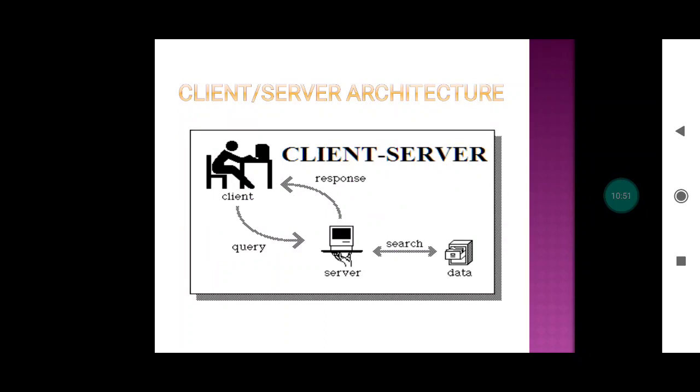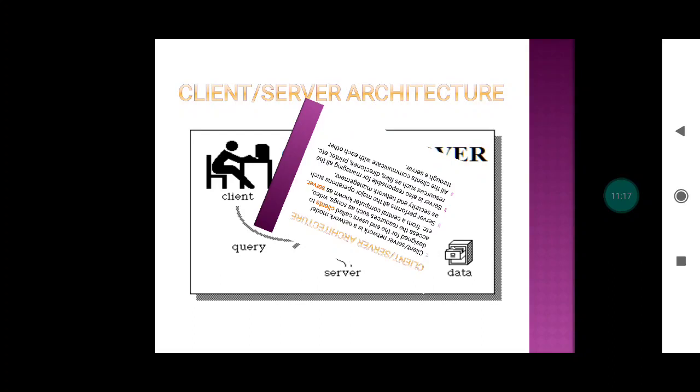First of all, let us talk about the client-server architecture. Here in the diagram we can see that there is a client and there is a server. The client requests some query from the server. The server fetches the information from its database, let's say a data warehouse, or from various other sources, and then responds back to the client. Such a network is called client-server architecture.